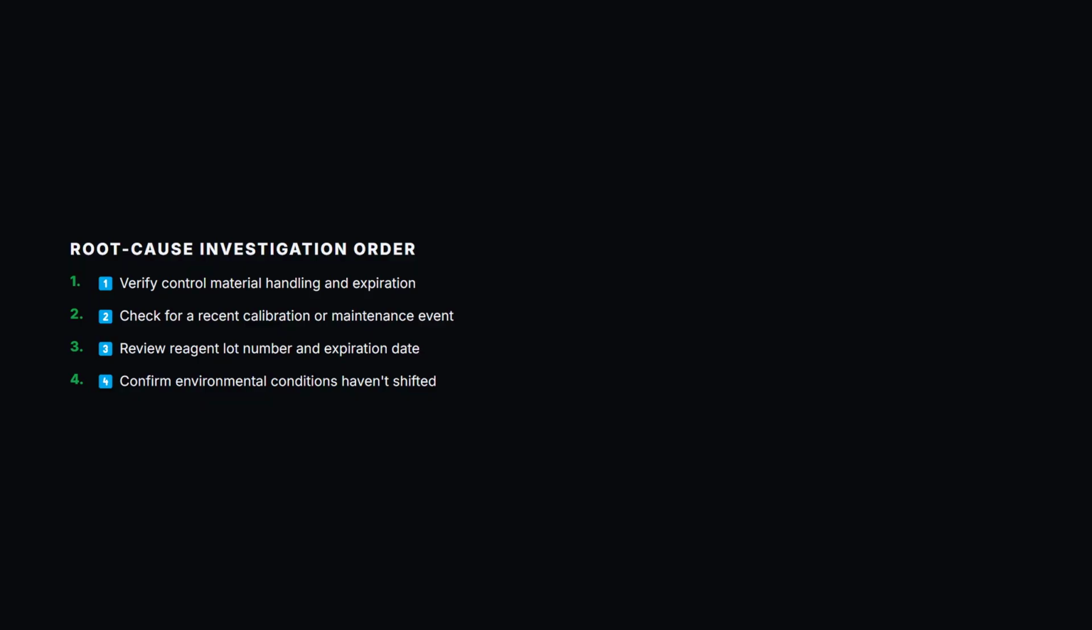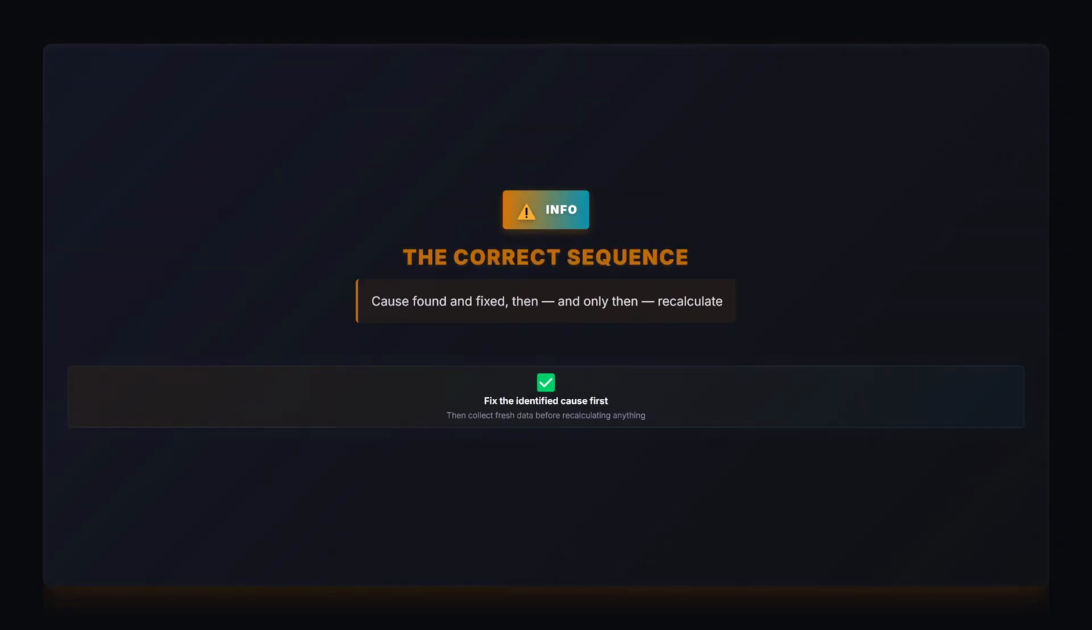Temperature, humidity haven't shifted. Only once a specific, documented cause is identified and corrected does recalculating the baseline become the right move. And even then, the recalculation uses fresh post-correction data, not the drifted data that triggered the investigation in the first place. SDI tells you how far off you are from everyone else. Rule patterns tell you what kind of problem you're likely looking at.